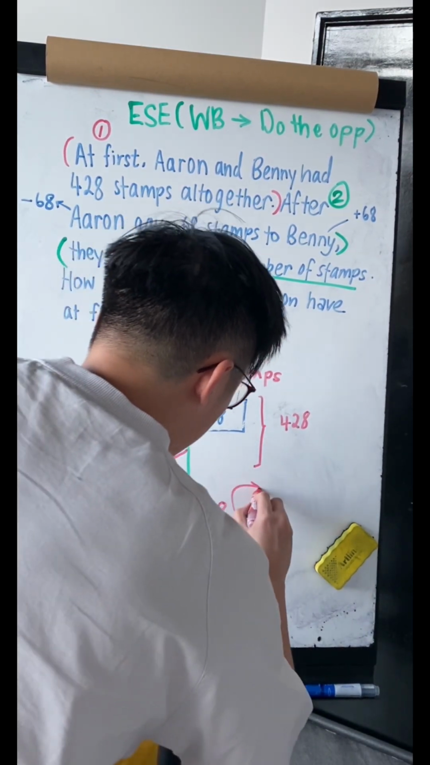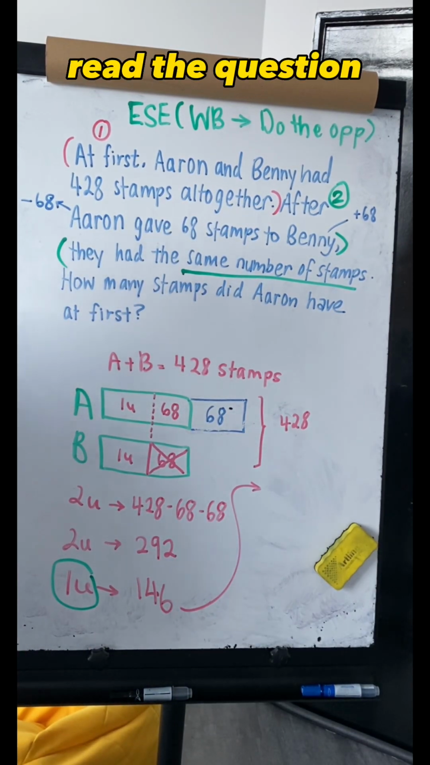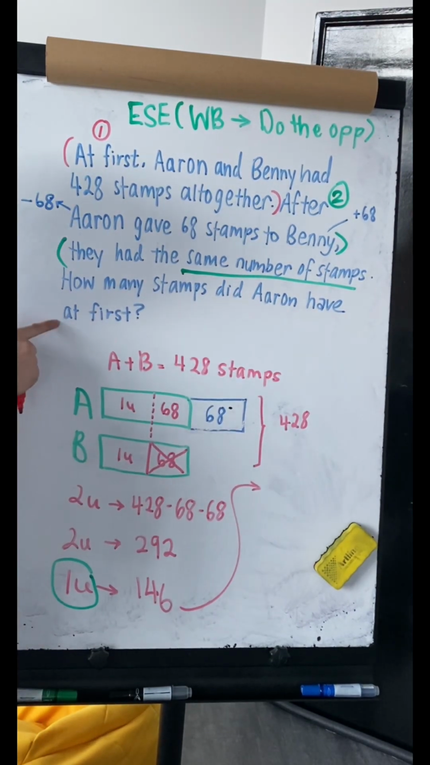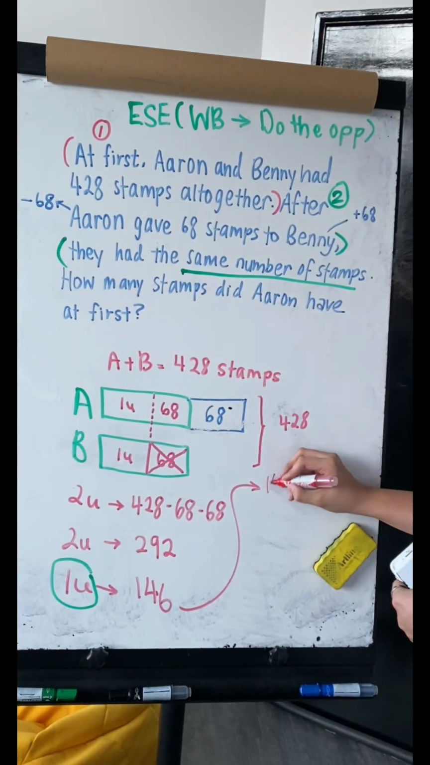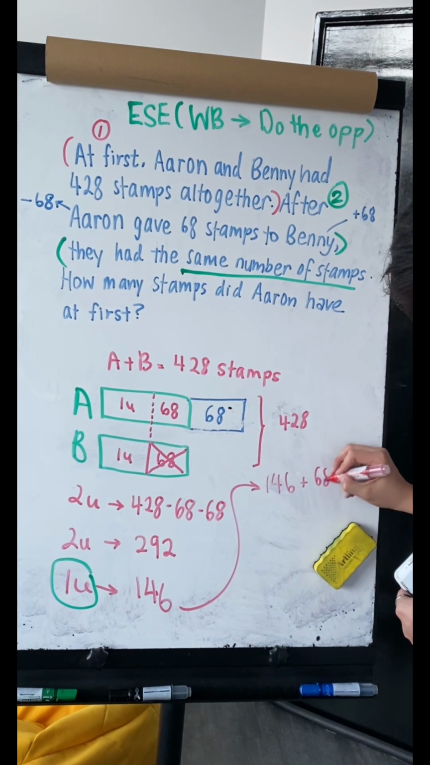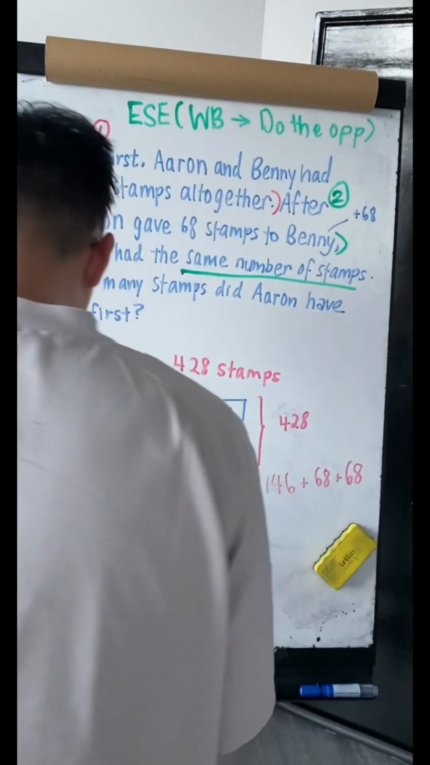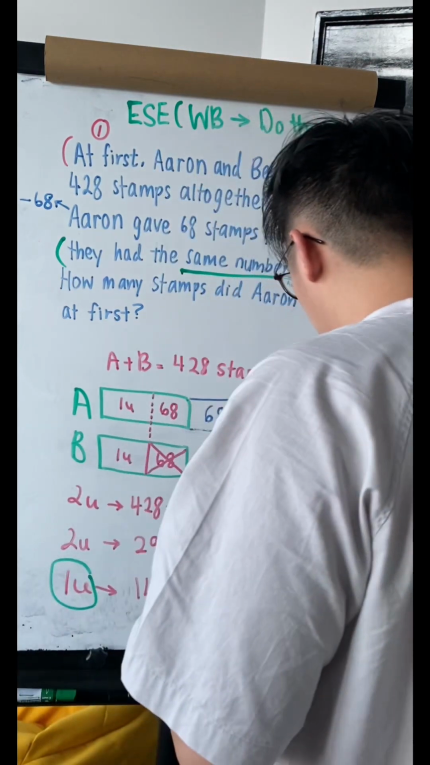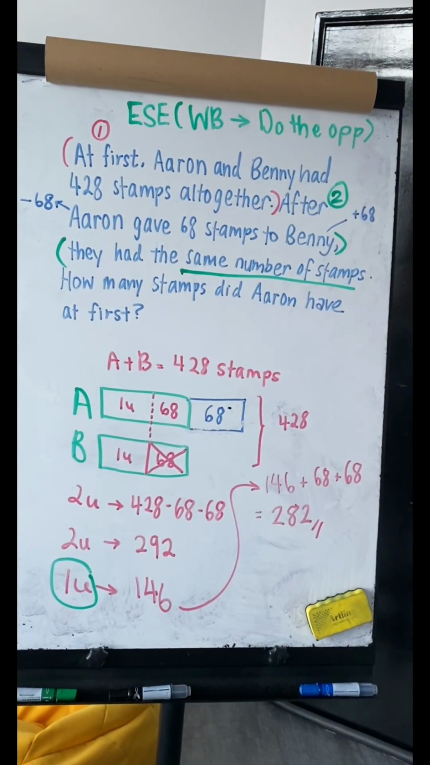Once Mr. Greenman is out, we read the question. The question says, how many stamps did Aaron have at first? Who is Aaron? Aaron is this one, right? So Aaron will simply be 1 unit, which is 146, plus 68, plus 68. So 146 plus 68 plus 68 gives me 282, and 282 is my answer for this question.